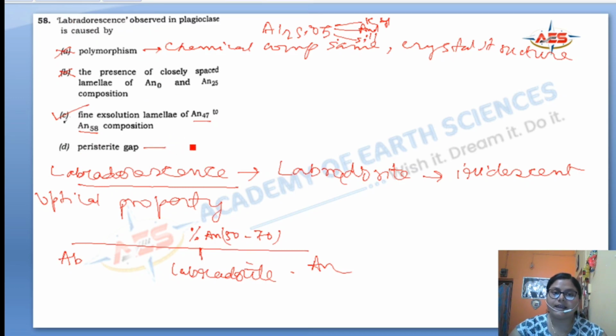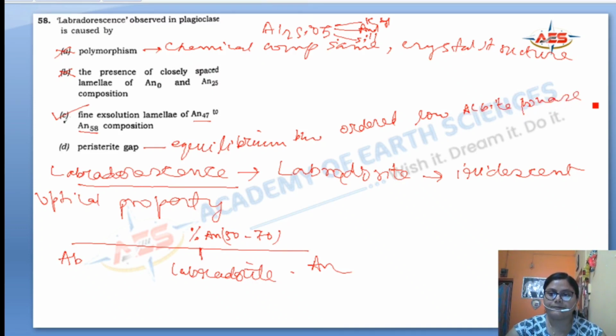Peristerite gap. What is the peristerite gap? It represents an equilibrium between the ordered low albite phase and the disordered high albite phase. Okay, the peristerite gap is because of the equilibrium between the ordered low albite phase and the disordered high albite phase.